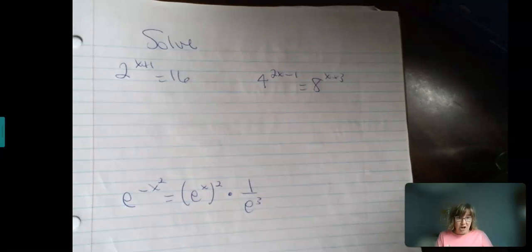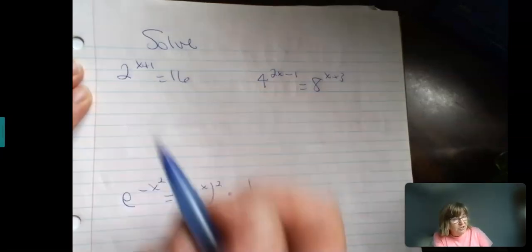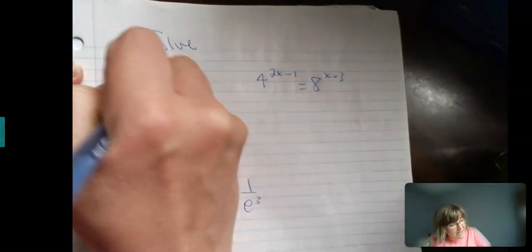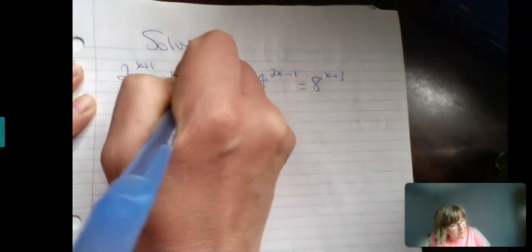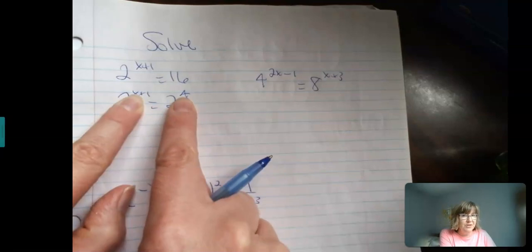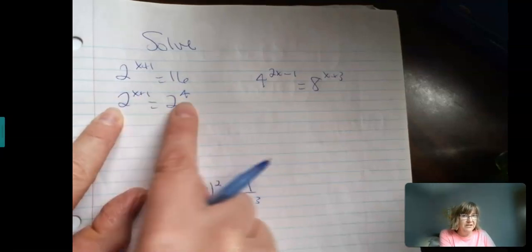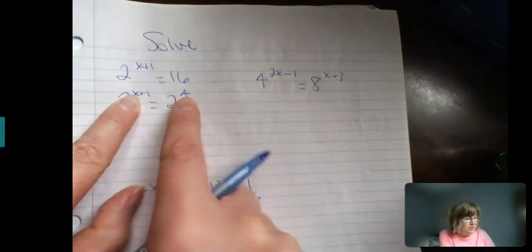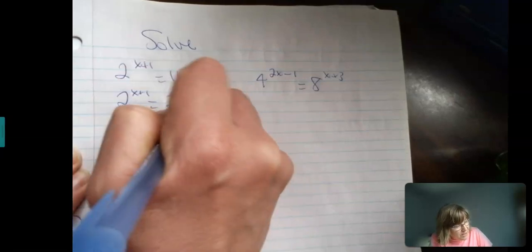Okay, let's look at ones that you actually don't even need logs for. These are rare because in real life things don't work out pretty very often. All right, so if you can get them to the same base, then you're like, well, okay, so if this is 2 and this is 2, then the exponents must be equal, right? If these guys are equal and they have the same base, then the exponents must be equal. So x plus 1 equals 4.